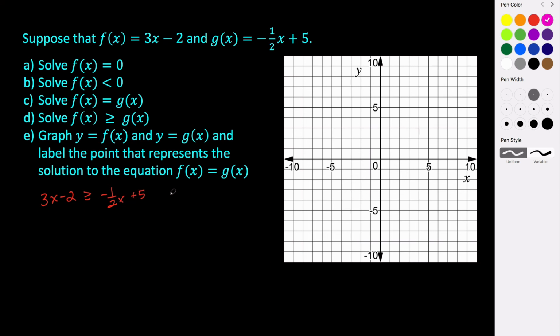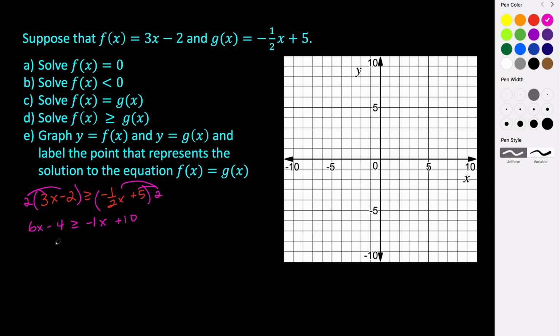There's actually another approach that we can take to solve this problem. If we want to get rid of all of our fractions from the very beginning, we can just multiply everything by 2. What that's going to do is get rid of our fraction here. So you have to remember to distribute the 2 in. And that'll give us a new equation. 6x minus 4 is greater than or equal to negative 1/2 times 2, which is negative 1x, and then plus 10. And now we can solve this equation.